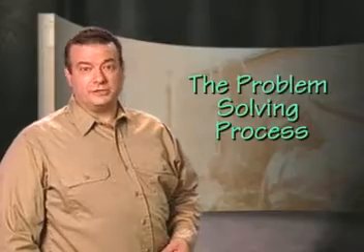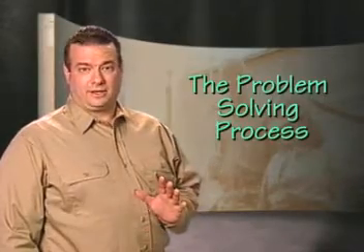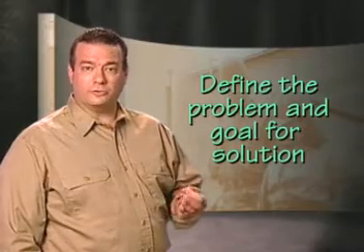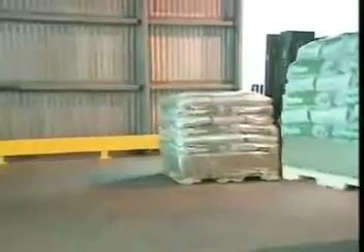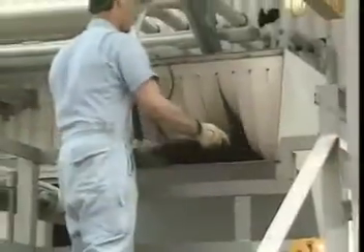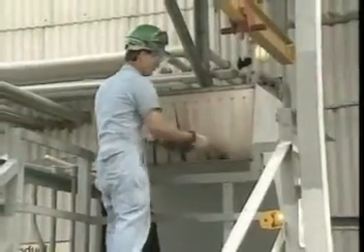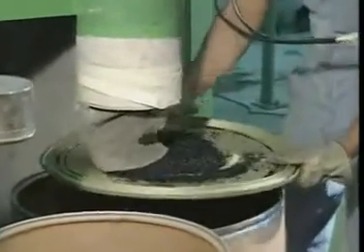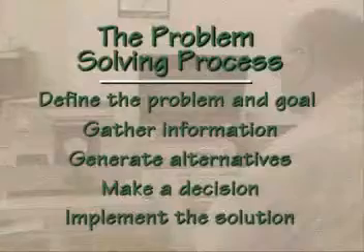We'll organize the problem-solving process into 5 main steps. The first is to define the problem and the goal for solution. For instance, if the problem is increased costs associated with the return of defective product, the goal might be to reduce the costs associated with the return of defective product. The second step is to gather information.